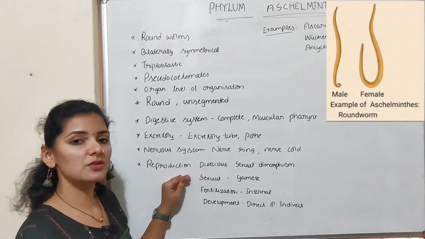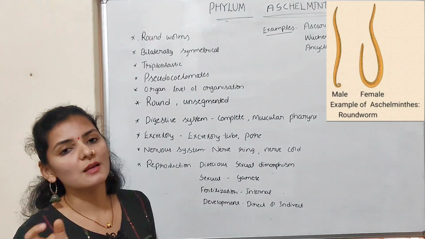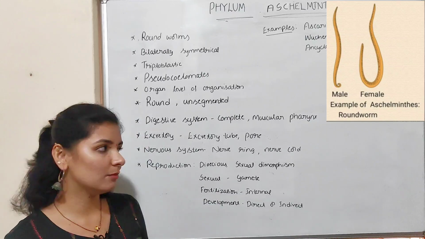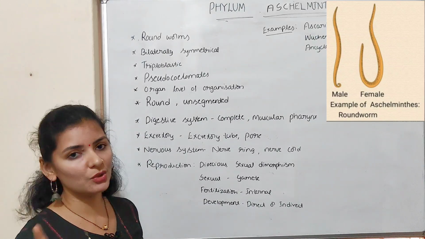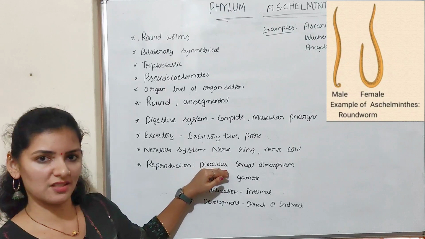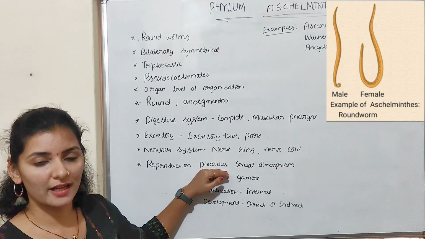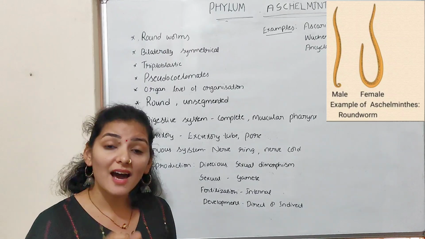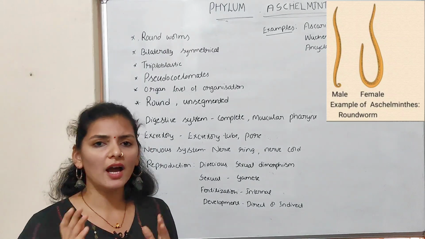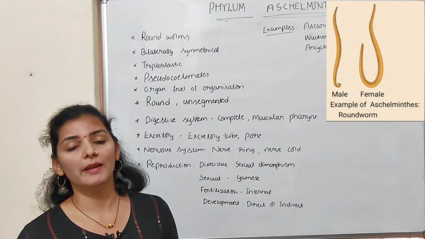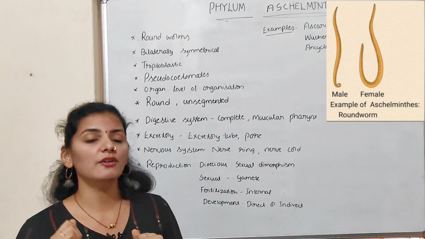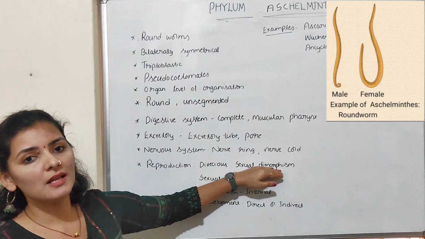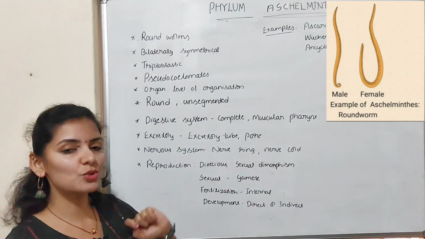If we talk about the reproductive system, the male and female reproductive organs are present in two different animals, meaning sexes are separate. That's why they are dioecious. And you can differentiate male from female. Usually females are larger when compared to males, and there are many other differences between them. That's why they show sexual dimorphism, because males and females are distinct.